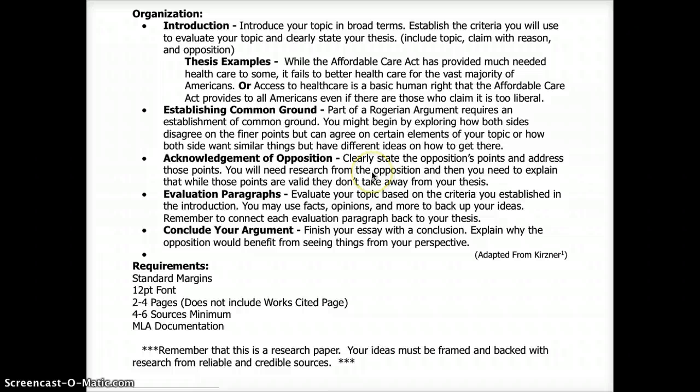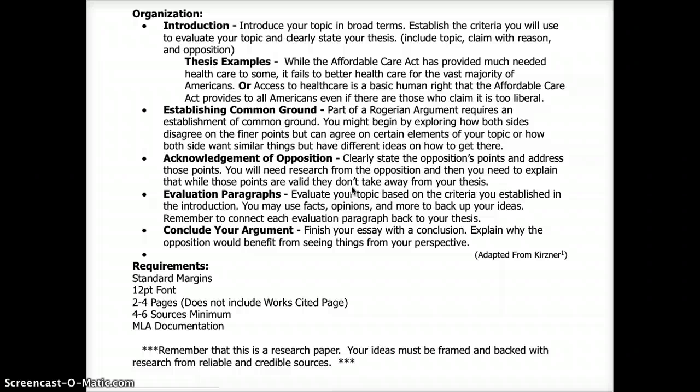You acknowledge in the following paragraph your opposition. So this is clearly stating the opposition's point. Here we've established that we do have things in common. Here's exactly what they argue, why they say that it's wrong, or doesn't work, or however they disagree with you. You're not refuting them, you're simply acknowledging them. However, you need to make a point of saying, even though they claim these things and there is some validity to their argument, it doesn't take away from the argument that you're making.